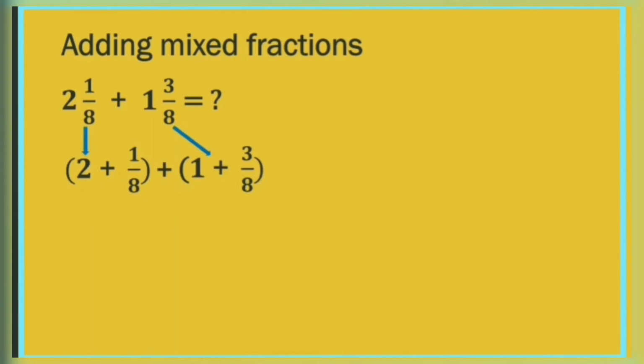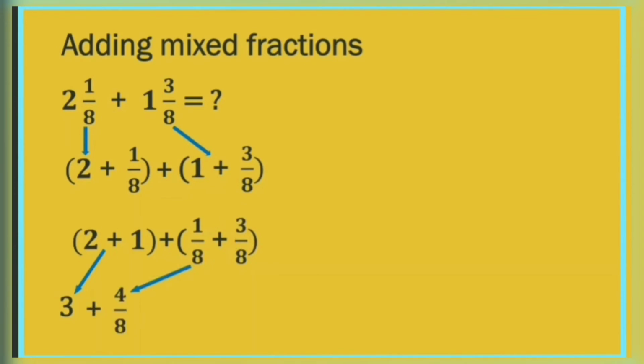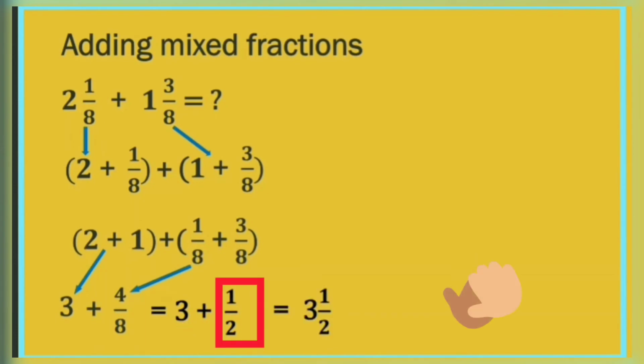Adding whole numbers is easy, so we'll add whole numbers: 2 plus 1 is 3. And you can see here the fractions are like fractions, so we can add the numerators, 1 plus 3 is 4, and the denominator is 8. But you might notice the fraction part can be simplified. 4 upon 8 simplifies to 1 upon 2. That gives us 3 1 upon 2.